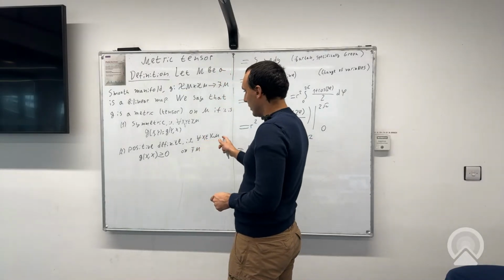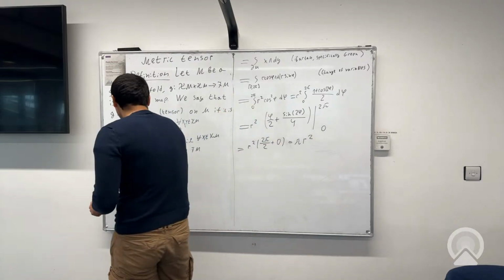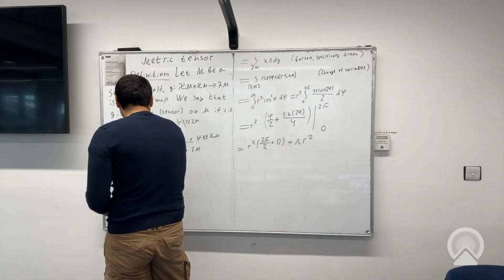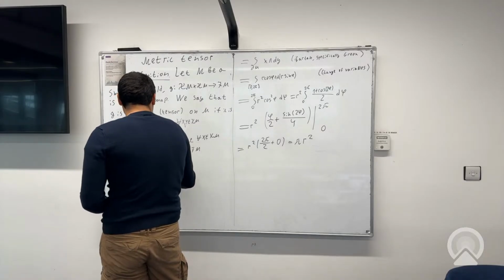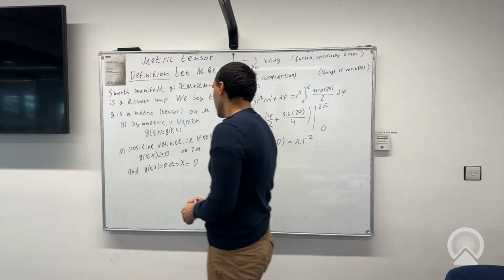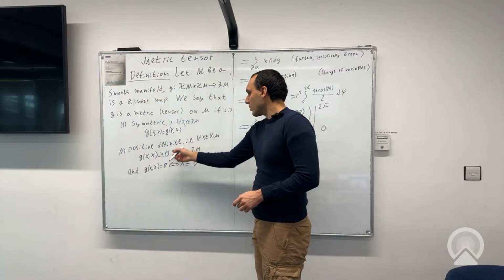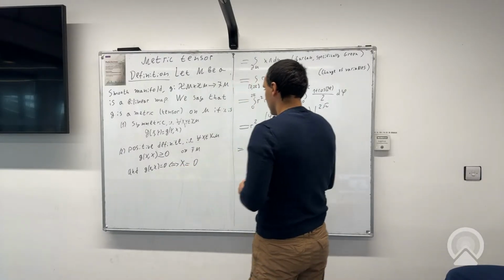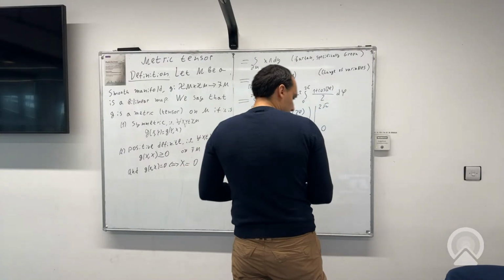And I will say, G of x x is 0 if and only if x is 0. So this means it's non-negative and it makes it positive definite. Okay.